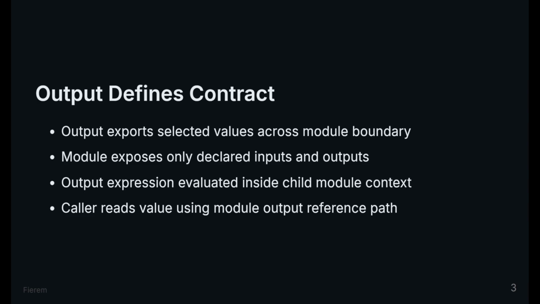When you add an output block, Terraform evaluates the expression inside the child module and records the result as part of the module instance's externally visible data. The root module can then reference that value through module.name.output. This keeps internal resource addresses private while still allowing selected facts to cross the boundary.